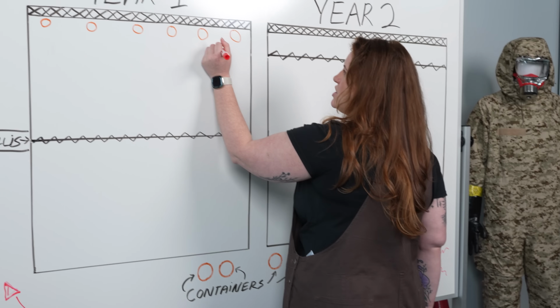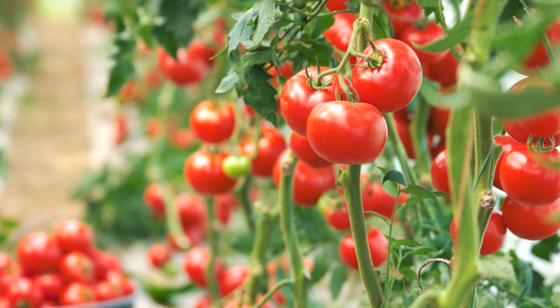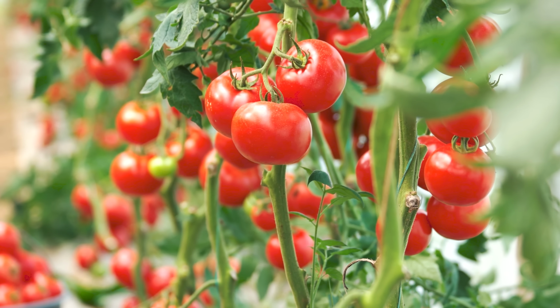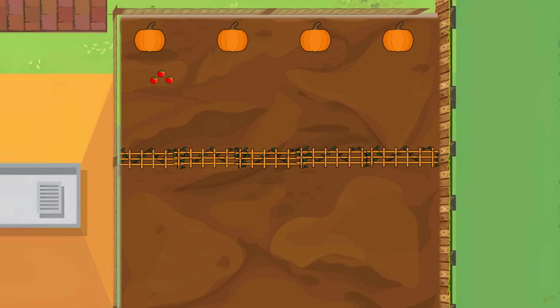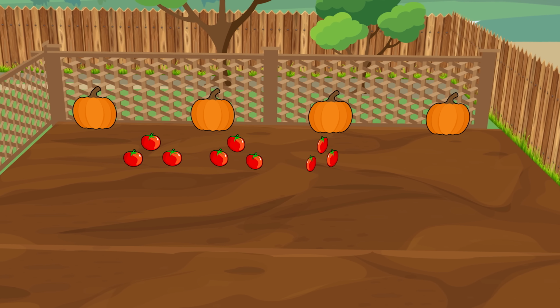So the next one we're going to do is tomatoes. These you can plant a little bit closer together. The way that I like to plant plants like this is in a zigzag pattern. You can fit more plants in a space that's staggered. Why are the tomatoes right next to the squash?